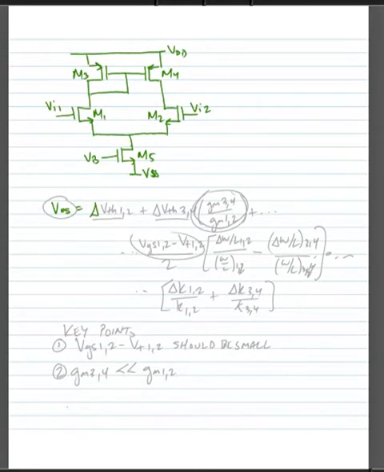is equal to delta VTH 1,2 plus delta VTH 3,4 times gm 3,4 over gm 1,2, plus the following quantity, which we'll write on the next line here: (VGS 1,2 minus VT 1,2) over 2 times delta W over L 1,2 over W over L 1,2 minus delta W over L 3,4 over W over L 3,4.